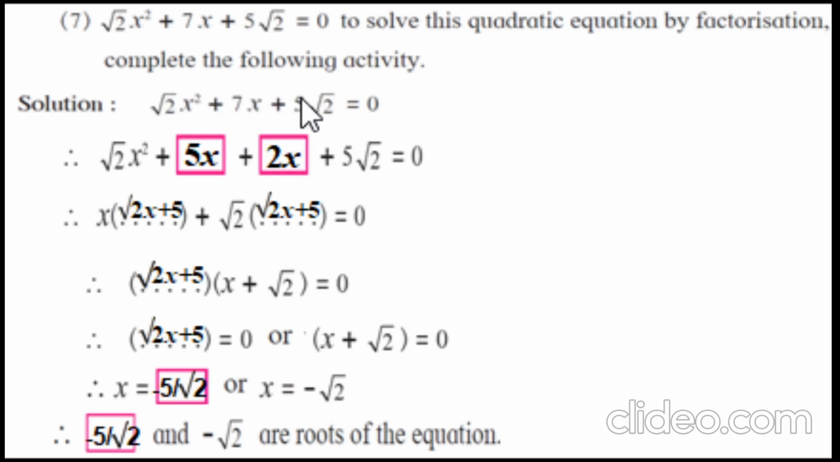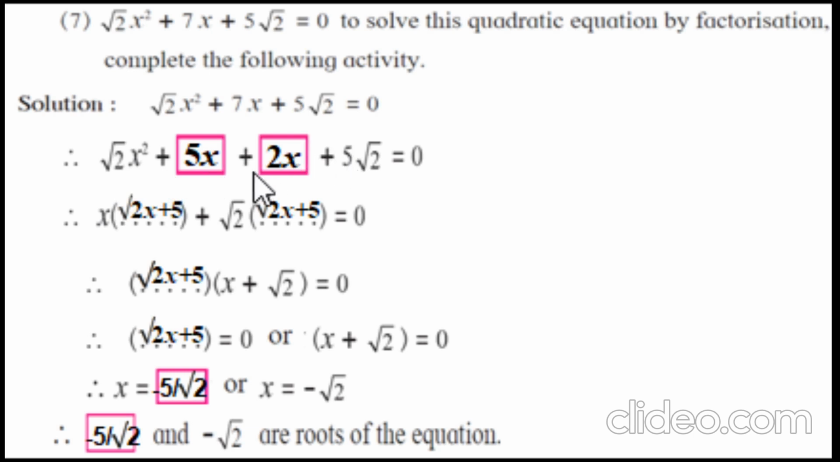So 5 2s are 10. So product is 10 and addition is 7. The factors are 5x and 2x. Root 2 x square plus 5x plus root 2 plus 2x plus 5 root 2. Here common is x. Therefore in bracket remains root 2x plus 5.